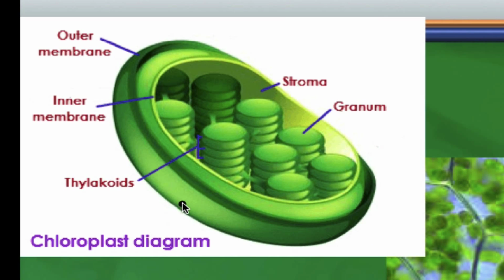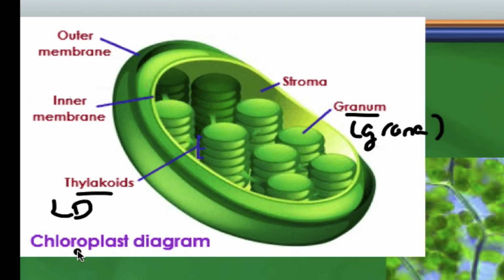So the first structure that we're going to take a look at are these flattened green pancakes called thylakoids. And a stack of these pancakes is called granum. Plural, it will be called grana. And in these thylakoids, this is where the light-dependent reactions of photosynthesis will occur. So that's one part of photosynthesis.